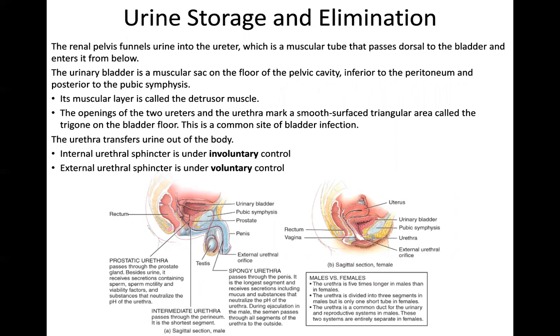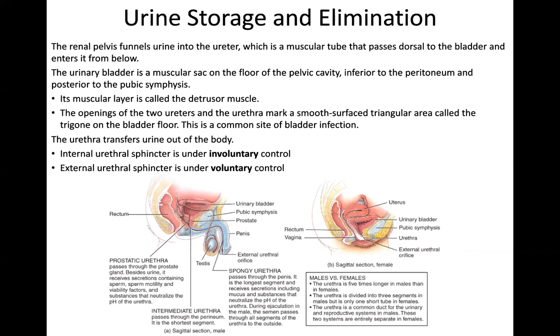On the floor of the bladder, there's a triangular shaped area formed by the 3 openings, 2 from the ureters and 1 to the urethra, called the trigone. It happens to be a common site of bladder infection, but not much else to discuss here, at least now. We'll talk a little bit more about it in a second on the next page, along with the urethra, which is the tube that transfers urine out of the body.